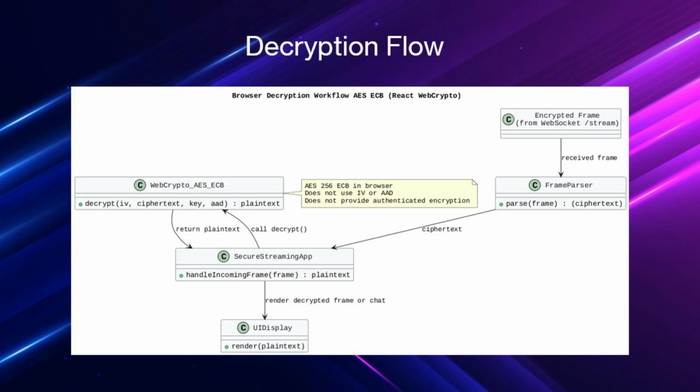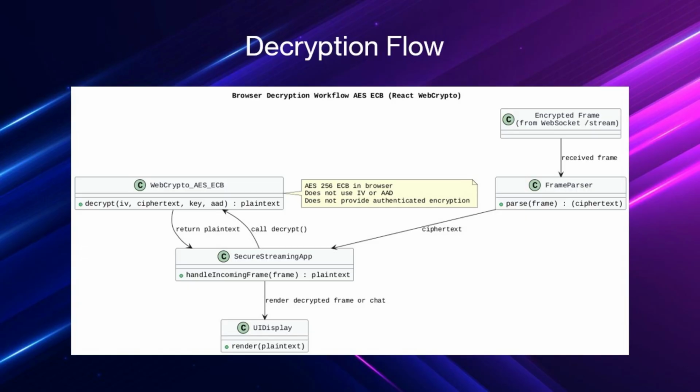Moving on to the browser decryption workflow, we have another UML here to illustrate that and highlight what we're doing. So this is what happens on the viewer side when an encrypted frame arrives. The WebSocket delivers the ciphertext, the frame parser extracts what the browser needs, and hands it to the decrypt function.